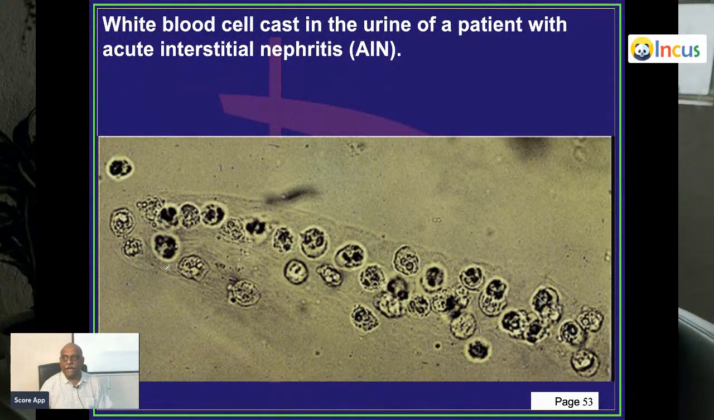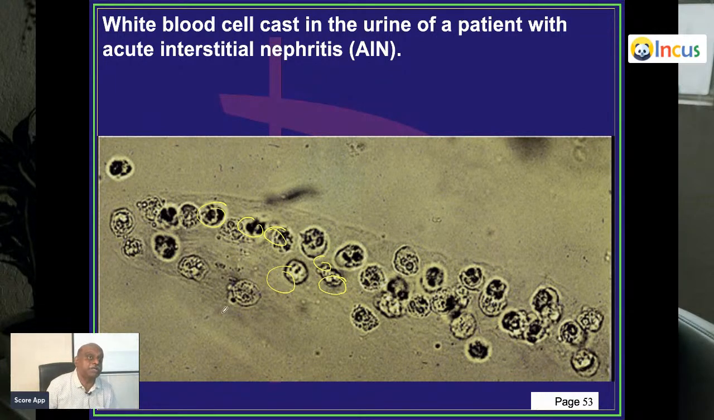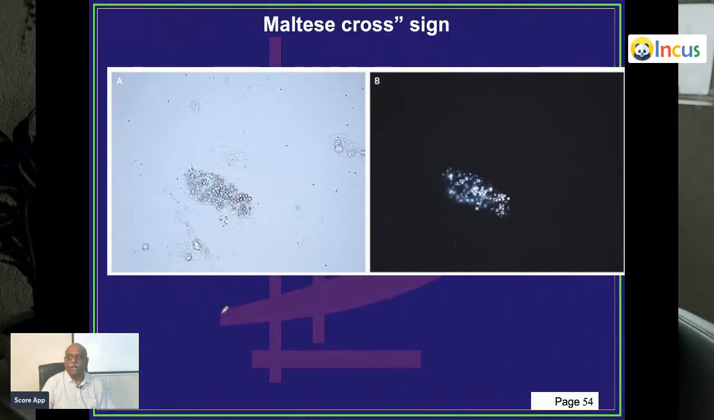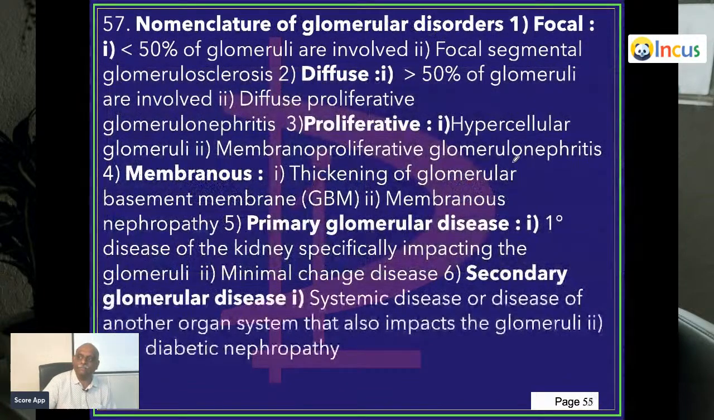So these are the WBC cells forming the cast in the urine of acute interstitial nephritis. Acute interstitial nephritis. And what is this called, doctor? Maltese cross sign, which is seen with fatty casts in the patients who have nephrotic syndrome, when there is a lipiduria. That is all the story of casts.